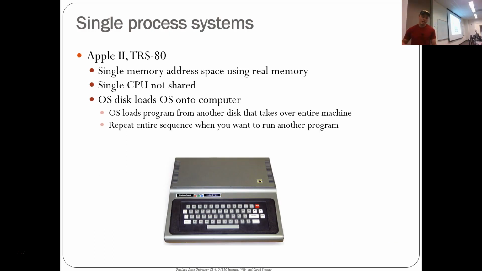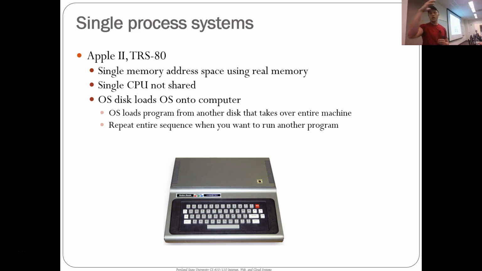So the Apple II and my other computer, the TRS-80, these were systems where you had a computer that had a single memory address space with real memory. And you had a single CPU that was never shared, right? It could only run one thing at a time, and that was it. And the way these computers worked was you typically had an operating system disk, a floppy disk, and you would turn the computer on with that disk, and it would load the operating system from that disk into real memory. And then you would eject the disk, and then you would have a separate program disk. And then the operating system would load that program from the program disk and overwrite itself. It was basically setting itself up to run another program.